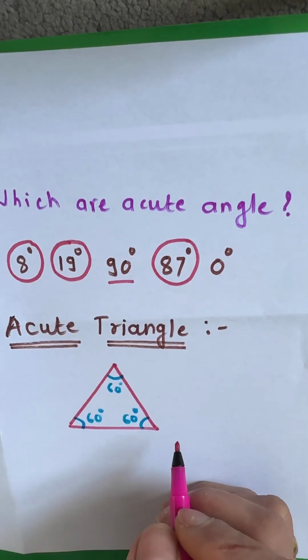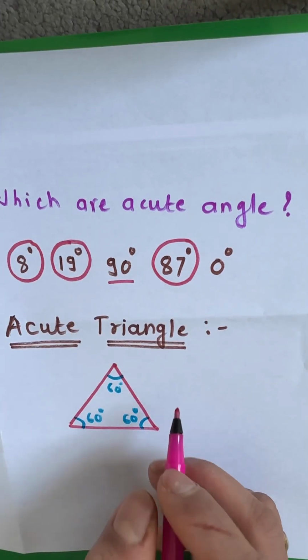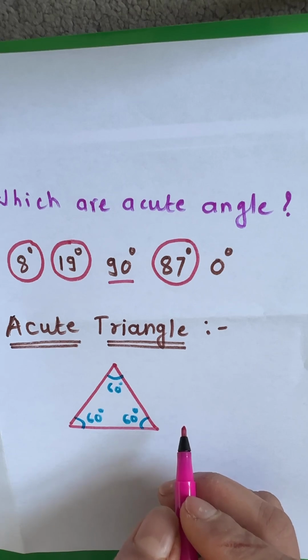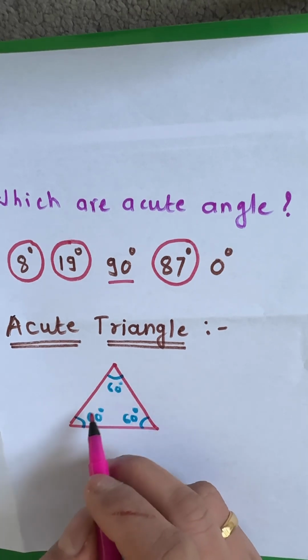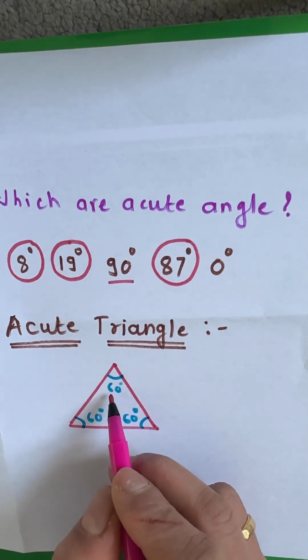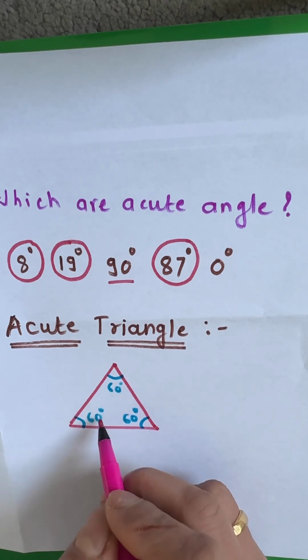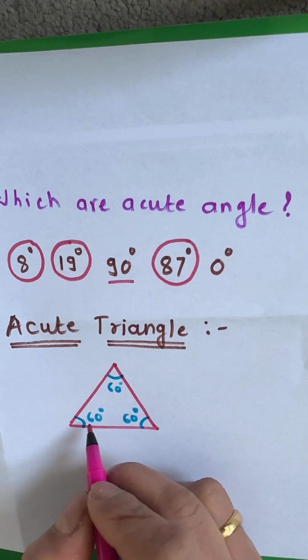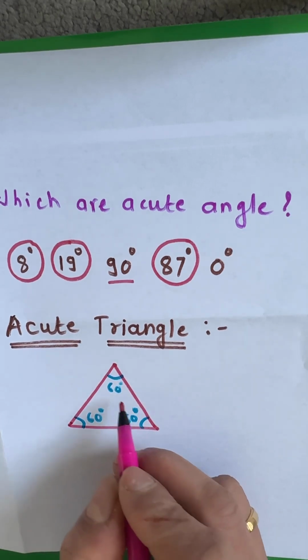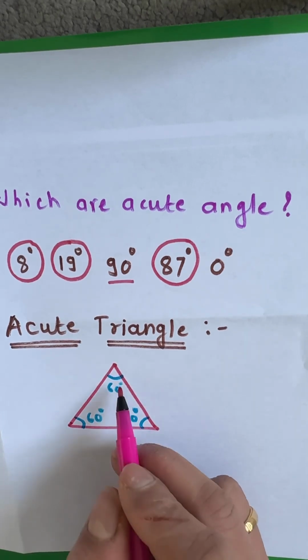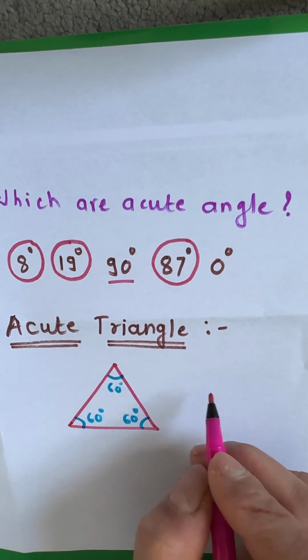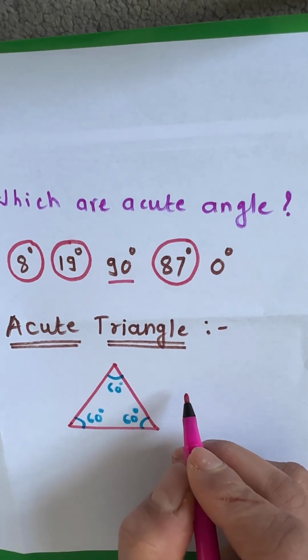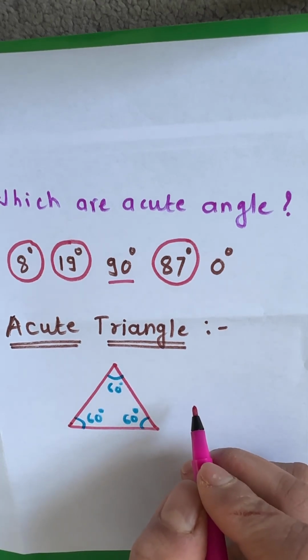Next term is acute triangle. It is also known as acute angled triangle. Here it is a triangle in which all the angles are 60 degree. That is equilateral triangle. The triangle in which all the angles are less than 90 degree is called as acute angle triangle, meaning acute triangle.